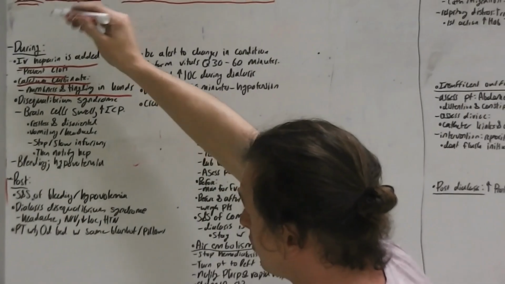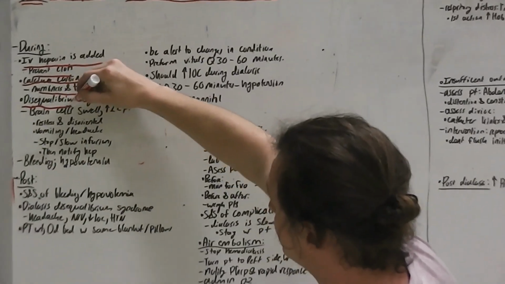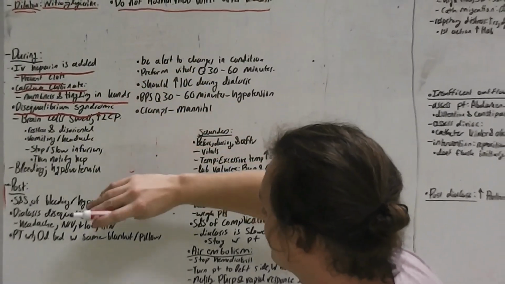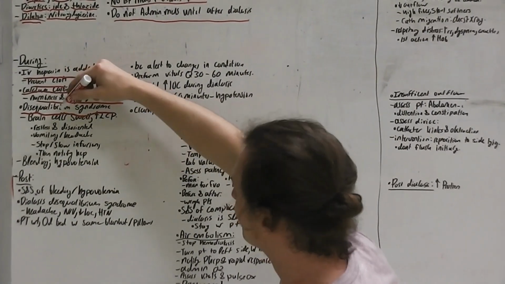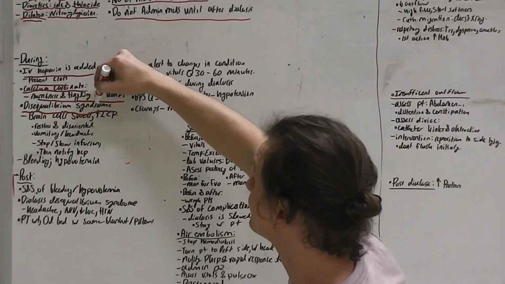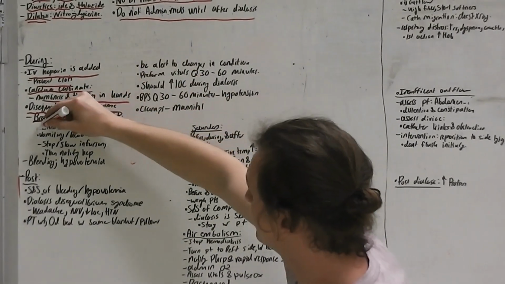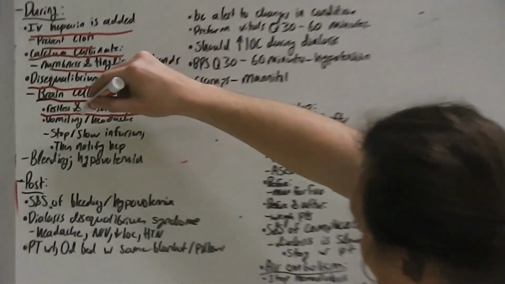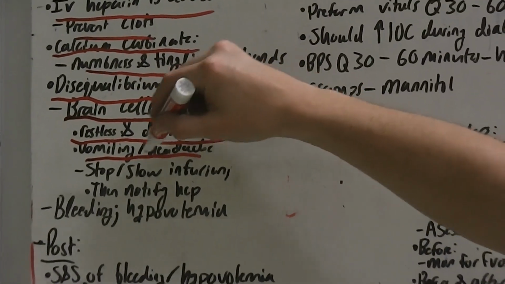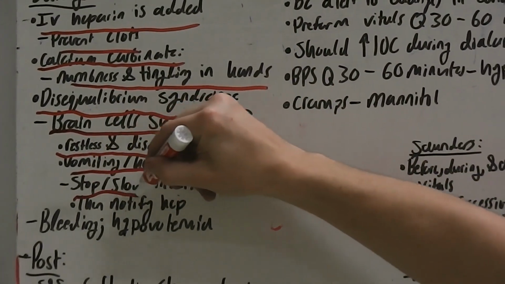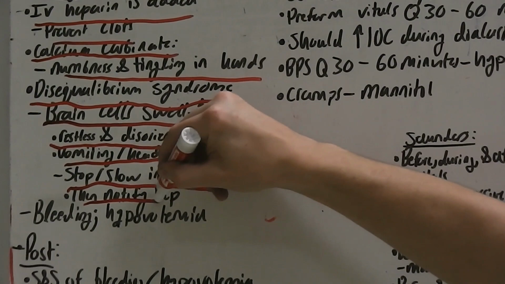Now we have a risk for disequilibrium syndrome, and this is before and after. I just wrote all through what I was going to say. The brain cells swell with disequilibrium syndrome, and we're going to have an increase in ICP. So the signs and symptoms of this, they're going to be restless and disoriented. We're going to have vomiting and headache. If this happens, we stop and slow the infusion, then we notify the HCP.